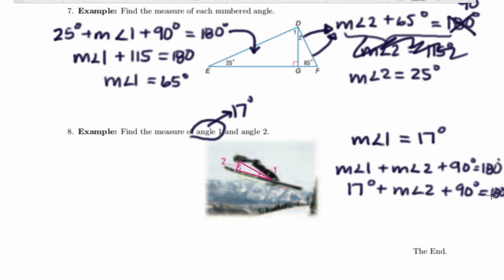Now, quick math, you can just take the 90 from both sides, and you get 17 degrees plus angle 2 equals 90. And now subtract the 17 from both sides, and you get that the measurement of angle 2 comes out to 73 degrees. So they make a 73-degree angle with their head above their skis.